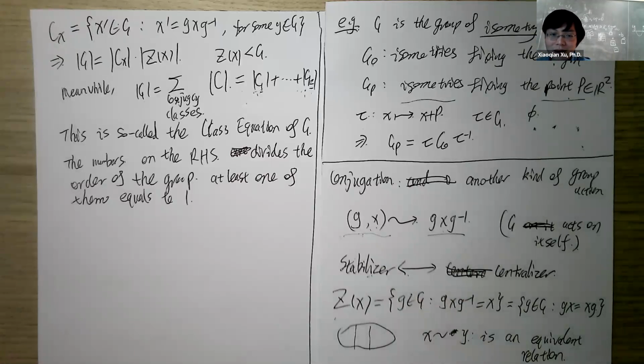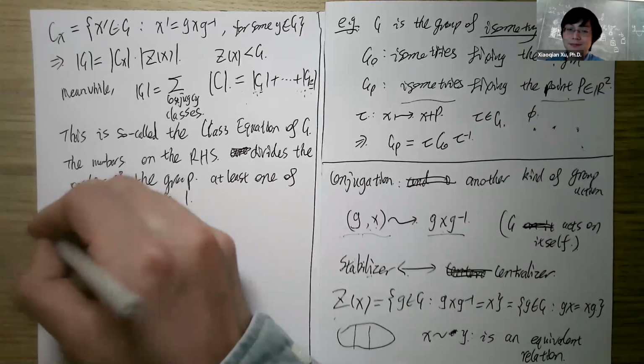So that also means, if you have an element that is in the center of the group, which means it commutes with any other element, then the conjugacy class of this element, the element in the center, has only one element, right?